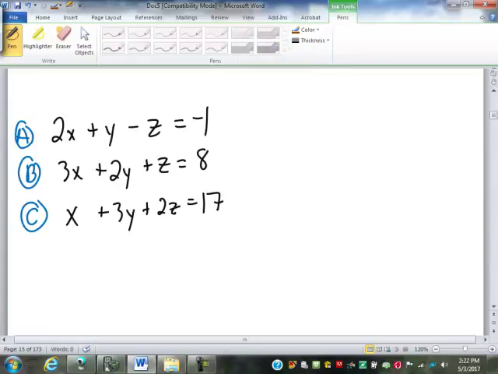Now I can do substitution here. I can see that equation A would be really easy to solve for y. Equation B would be pretty easy to solve for z. Equation C would be pretty easy to solve for x. So I'll let you guys pick. Which variable do we want to solve for? Z? Okay. We're going to solve for z in equation B.